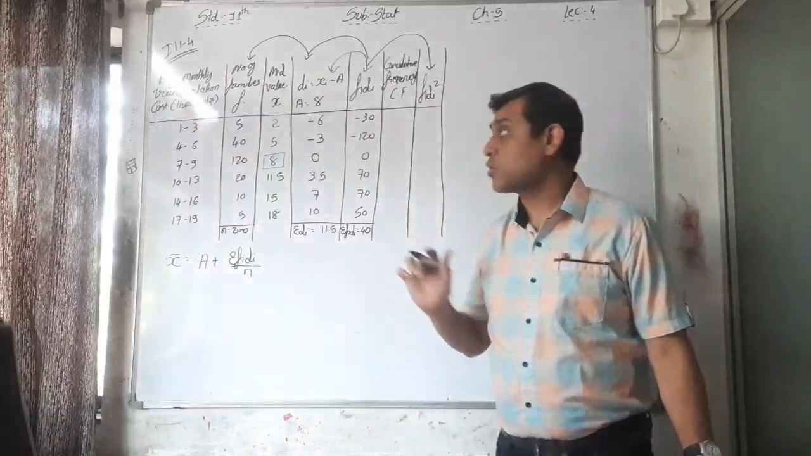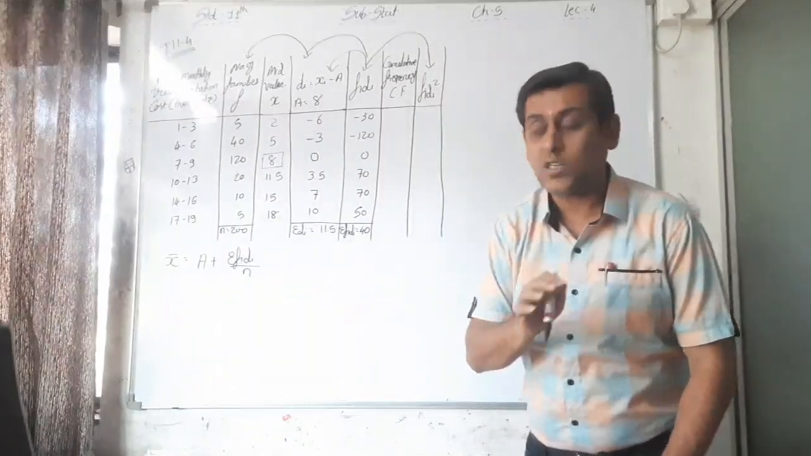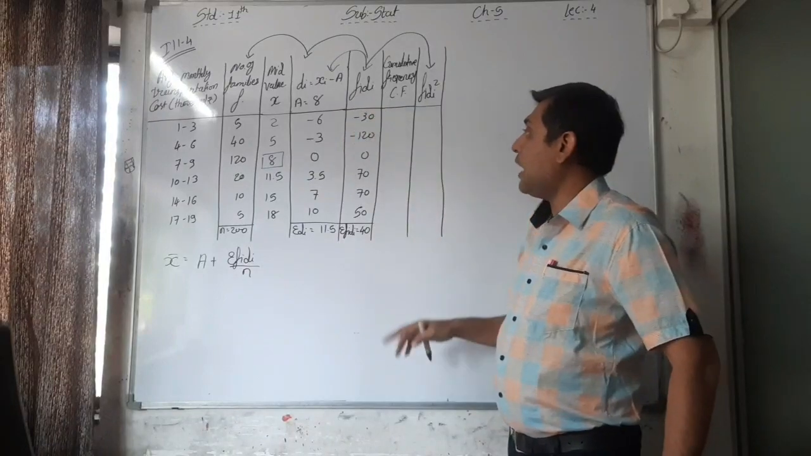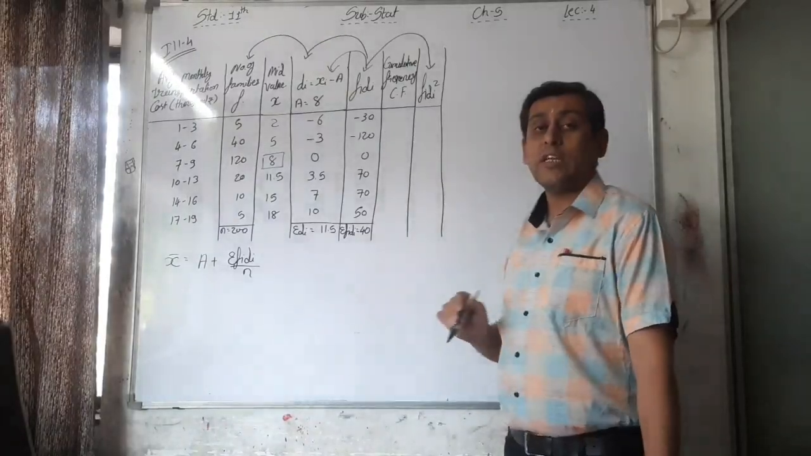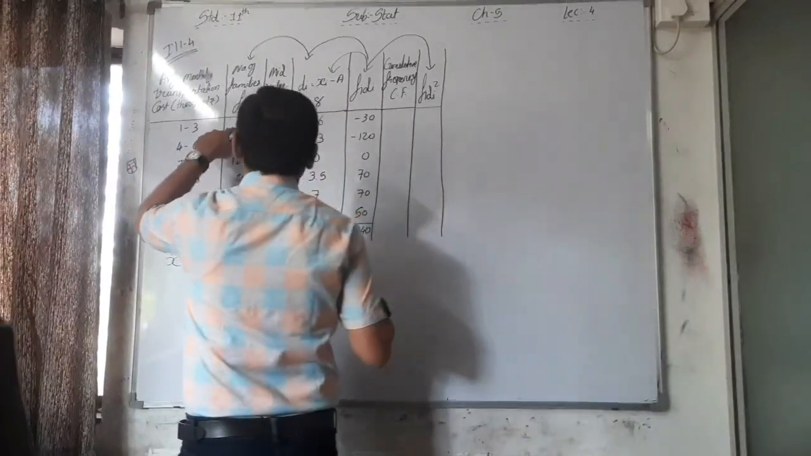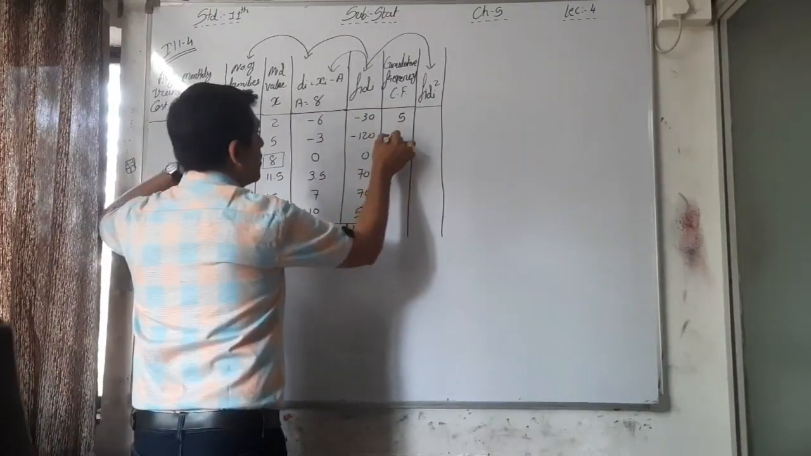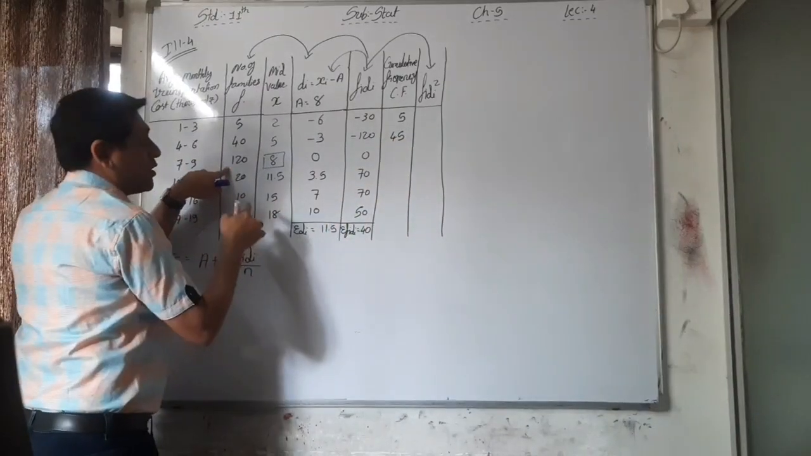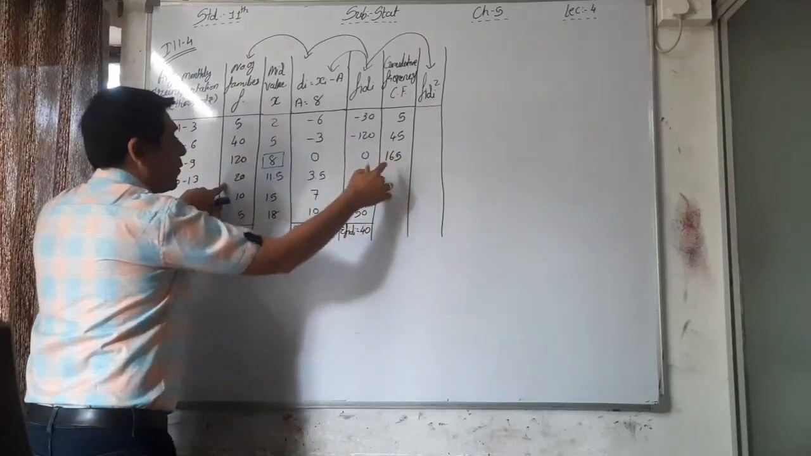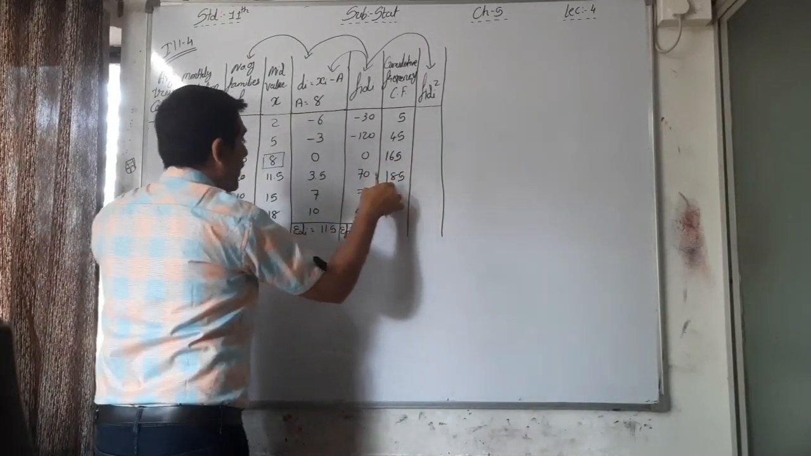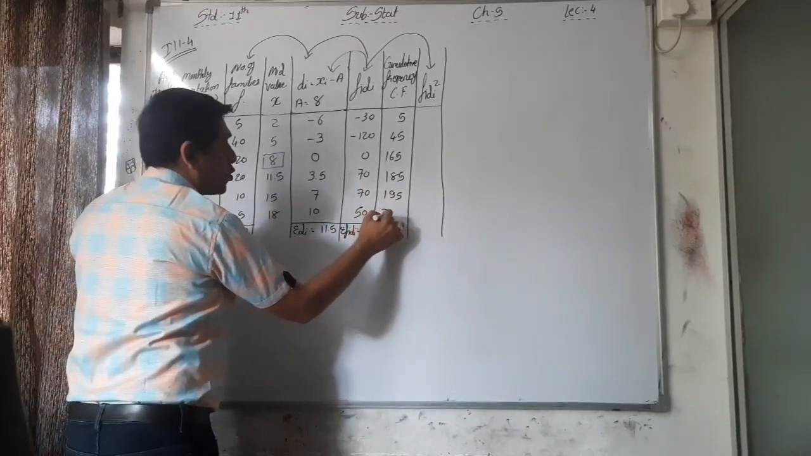Fi di square means the square of this column, multiplying di with fi di, and you get the answer fi di square. But first of all, the cumulative frequency. What is the cumulative frequency? Total frequency, that is here 5. Add the next frequency, that is 40, then 45. Add the next frequency, 120 to 45, that is 165. 165 plus 20, that is 185. 185 plus 10, that is 195. And 195 plus 5, that is 200.